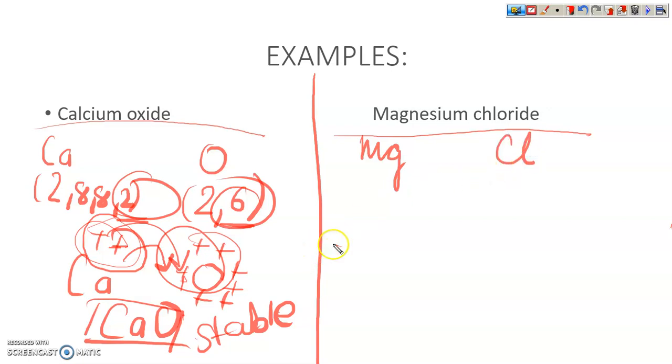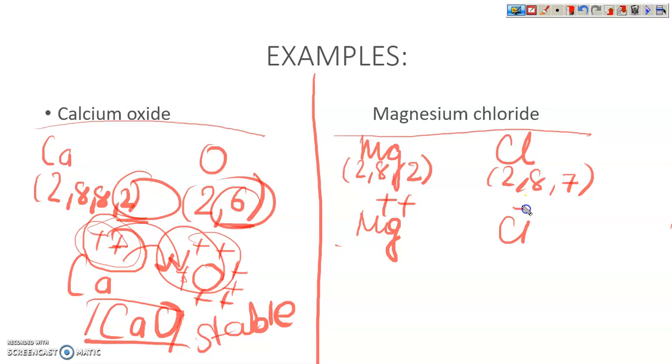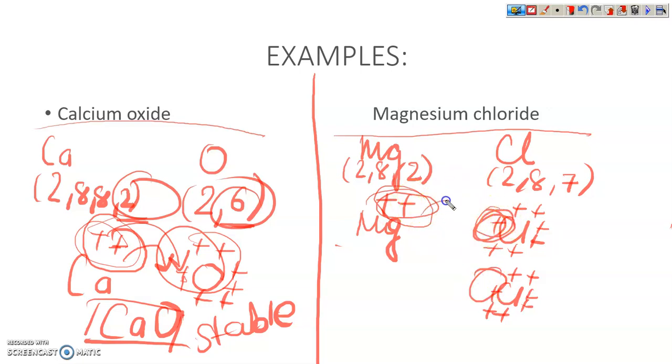And for magnesium chloride, magnesium and chlorine. Magnesium has two electrons in its outermost shell because it's 2, 8, 2. And chlorine is 2, 8, 7. So here it has 7, 1, 2, 3, 4, 5, 6, and 1 here, and for the other one, 7. Now, you know why I drew two? Because here magnesium has two electrons, but each chlorine needs only one, so magnesium will give one here and one here, and they will form the compound MgCl2, magnesium chloride. That means now it became stable.